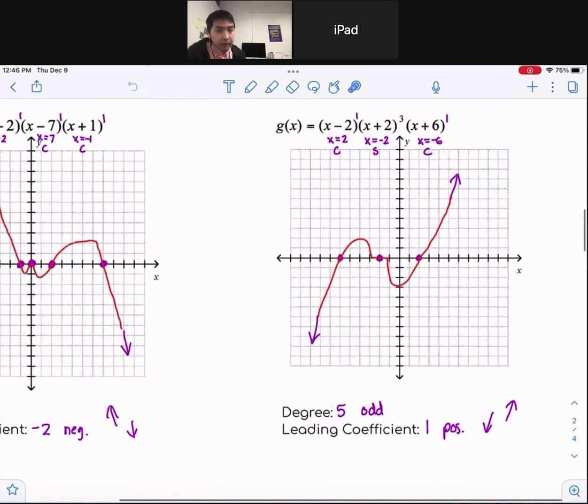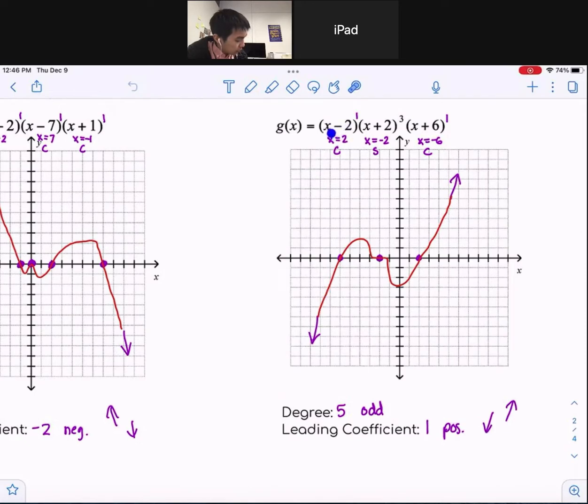Here, look at all your guys' degrees, you guys, to get the highest degree. So 1 plus 3 plus 1, that's 5. And 5 is an odd number, and your guys' leading coefficient doesn't explicitly say, but there's a 1 in the front, so leading coefficient is 1, and it's positive. So down on the left-hand side and up on the right. This is stuff you guys just have to memorize.